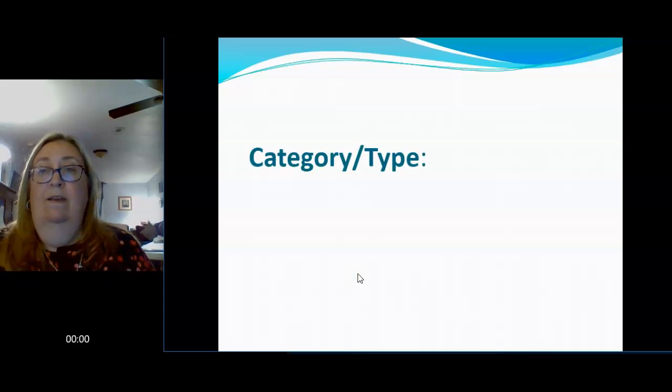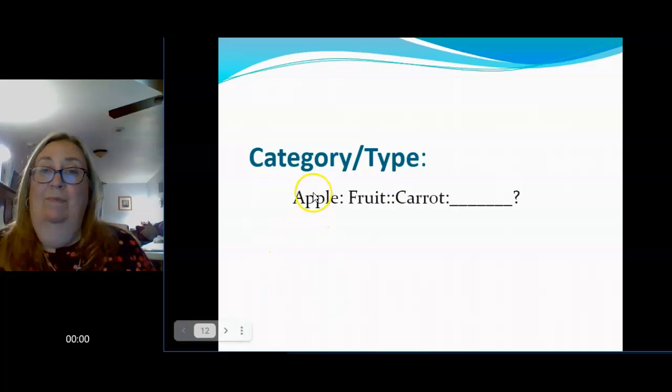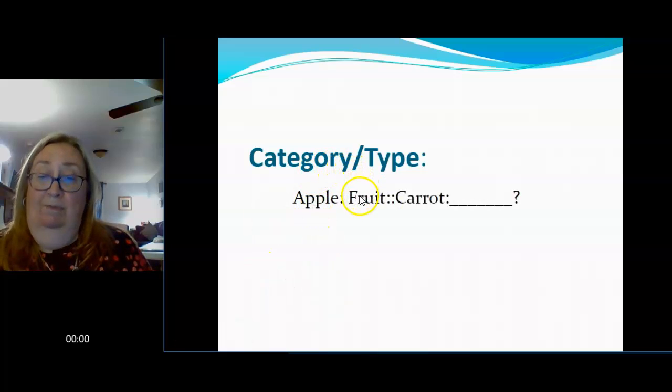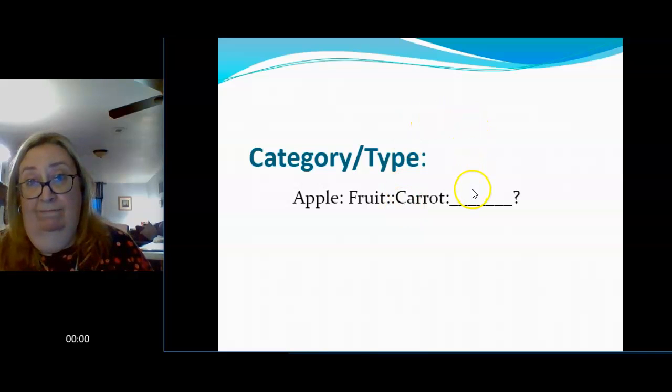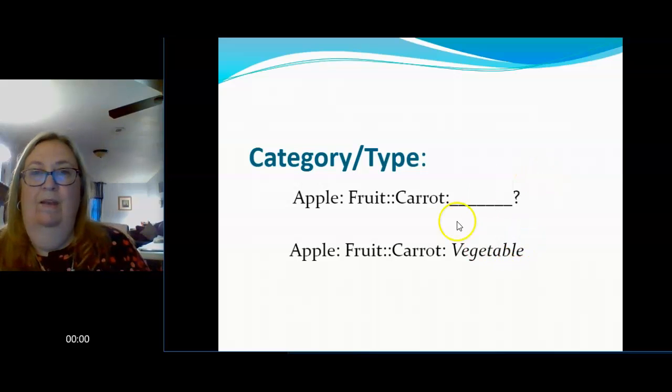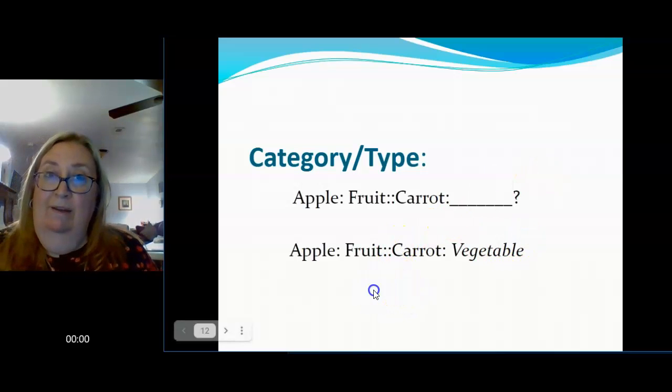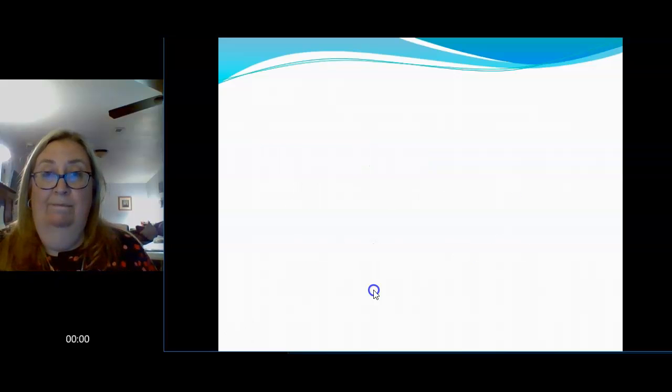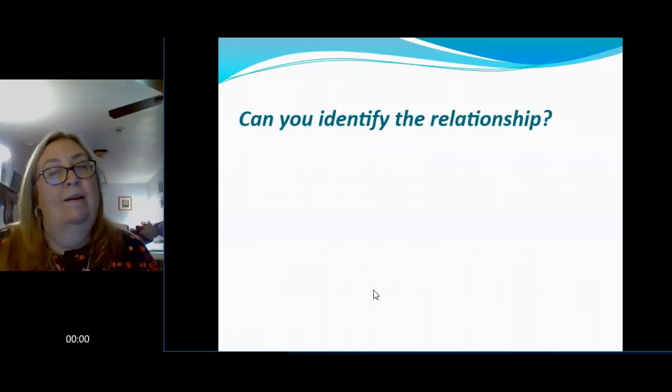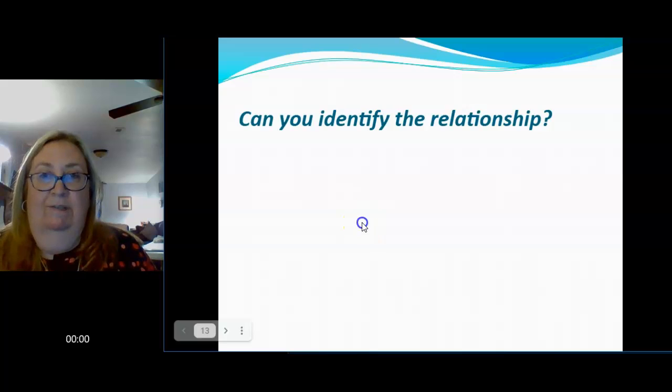Okay? Then we have a category or a type of something. So an apple is a type of fruit, just like a carrot is a type of vegetable. Good. I don't have much more to say about that. Pretty simple, right? Well, let's see if you can identify the relationships here.